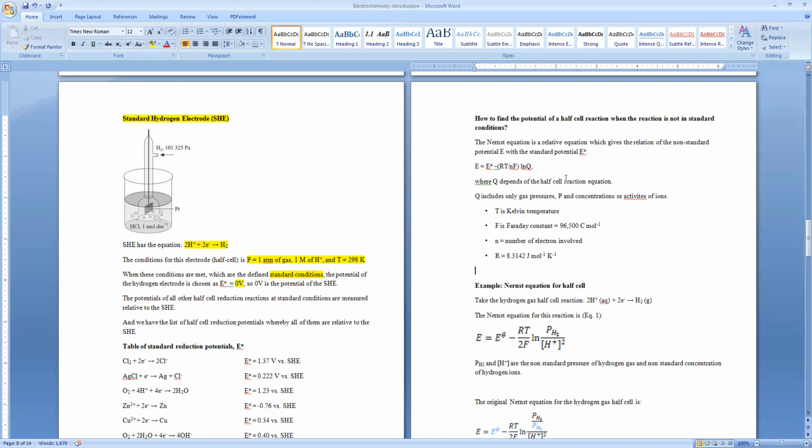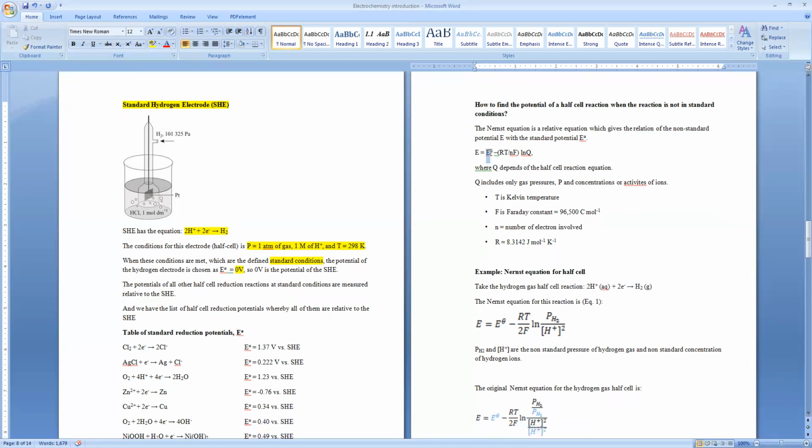Q depends on the equation, how you write the equation. For example, if you know the E standard potential and you know the Q, then we can calculate the E. This E in the Nernst equation is the non-standard potential of the reaction.